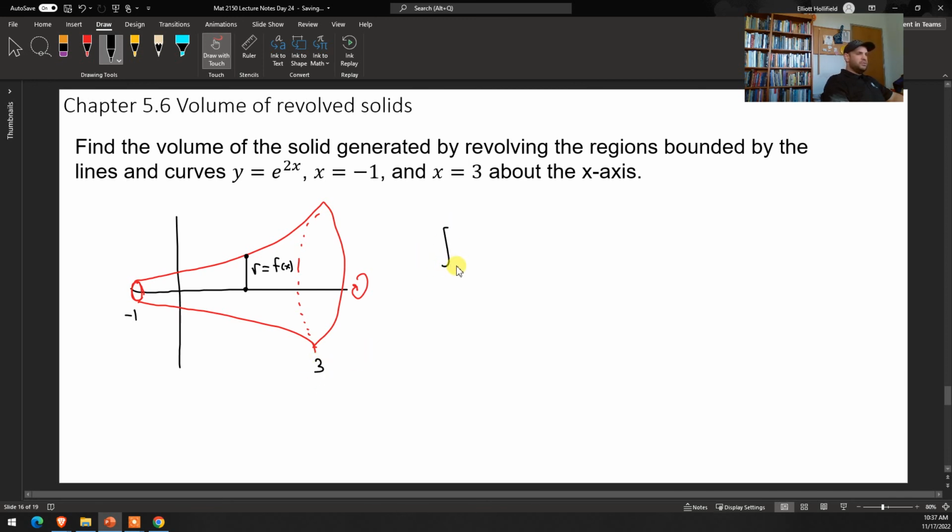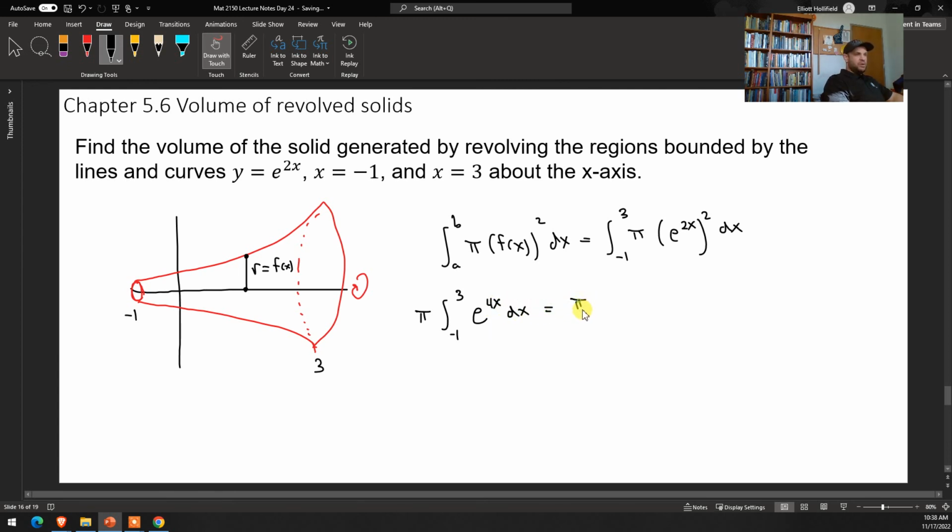So our integral from a to b of pi times f of x quantity squared dx becomes the integral from -1 to 3 of pi times e to the 2x quantity squared dx. Our pi can come out front. E to the 2x squared. Here we need to apply the power of a power rule, which says we multiply, and we get e raised to the 4x.